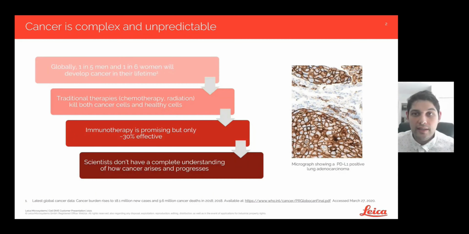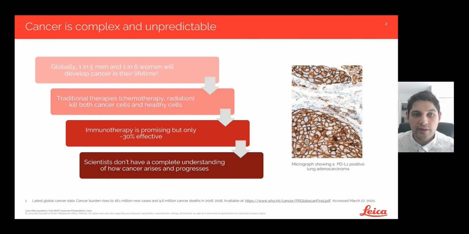Before I get into the nitty-gritty technical details of CellDive, I'd like to take some time to talk about the types of problems that CellDive is really great for digging into, and probably the chief among those is cancer. As you all probably know, cancer is a very common illness. 1 in 5 or 1 in 6 women will develop cancer in their lifetime.